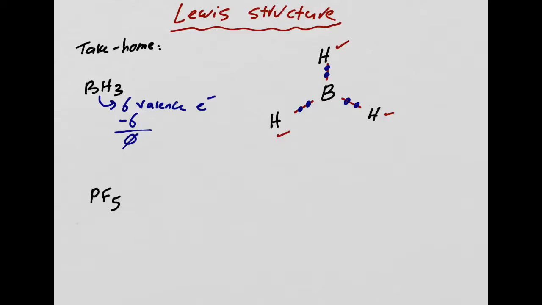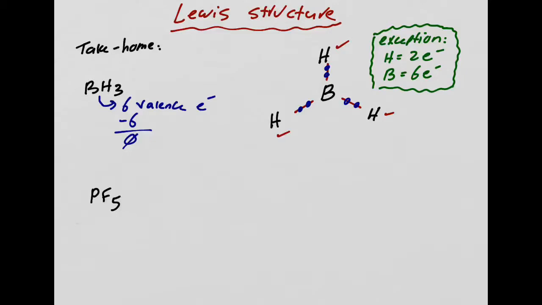We said everyone would like to have 8 electrons, except hydrogen is happy with 2 electrons and boron is happy with 6 electrons. Because remember that? We said hydrogen and boron are not greedy. They do not want to have an octet. They're happy with 2 and 6. So is boron happy here? Boron is happy here. So I am done, and all the electrons are accounted for. Good? Okay, beautiful. The next one I asked you was PF5.